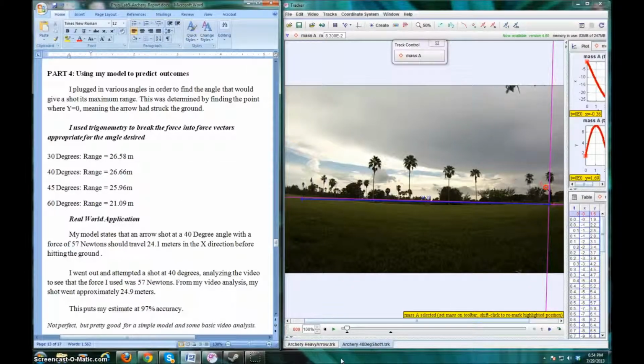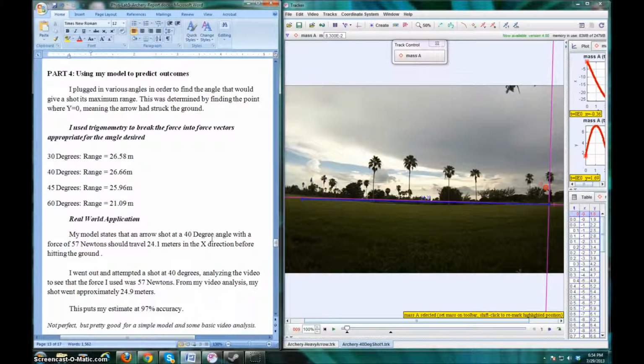So I plugged in various angles in order to find the angle that would give a shot its maximum range. This was determined by finding the point where y equals 0, meaning the arrow had struck the ground. I used trigonometry to break the force into the force vectors for the desired angles. And here's the ranges that I got, and we can see that 40 degrees is the longest.